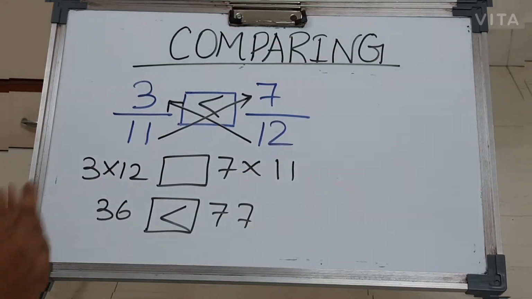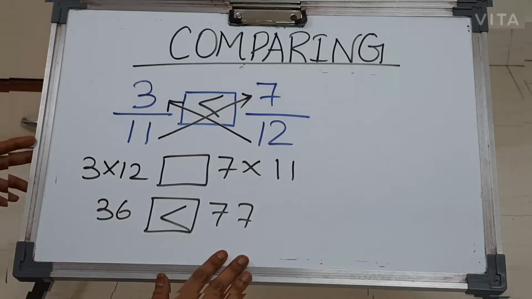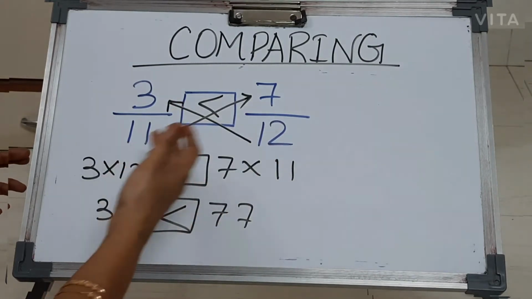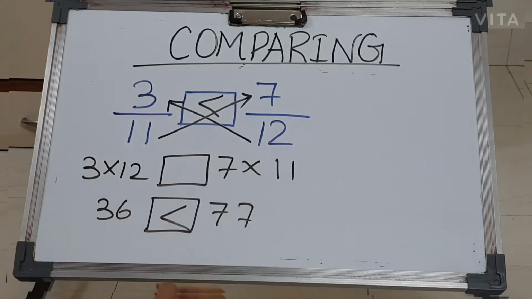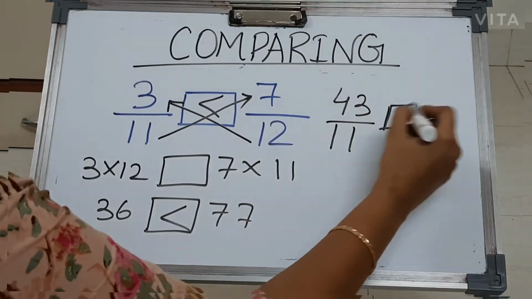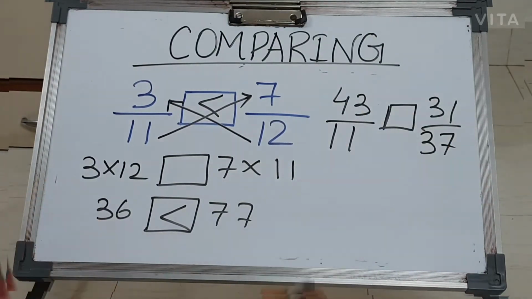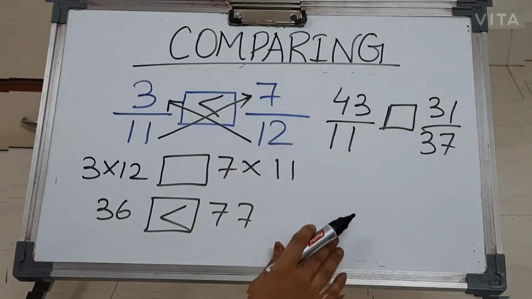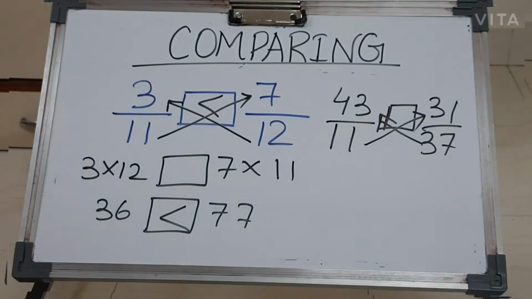Now, when do we follow the cross multiplication method and when the LCM method? If we find that the denominators are relatively small numbers so that we can take the LCM, then we follow that method. Cross multiplication is the easiest method when we have bigger numbers, like 43 by 11, or numbers like 31 by 37. For this type of question, it is very difficult to take the LCM, multiply, divide and go through all those steps. So we will just cross multiply and check which is greater.